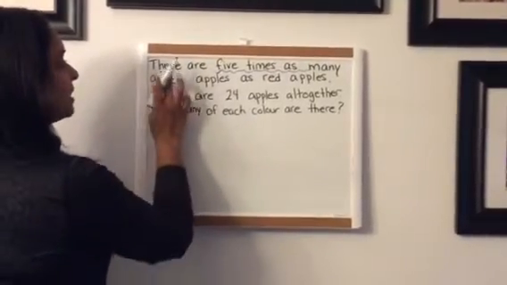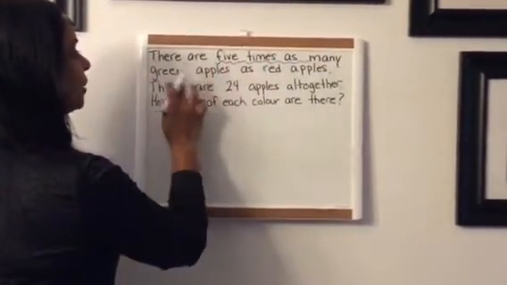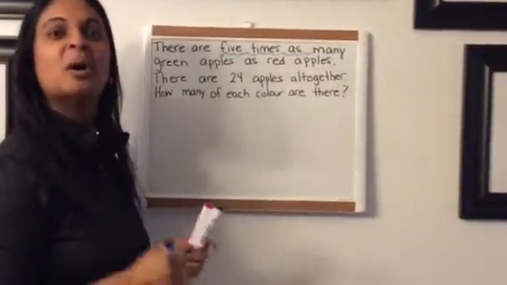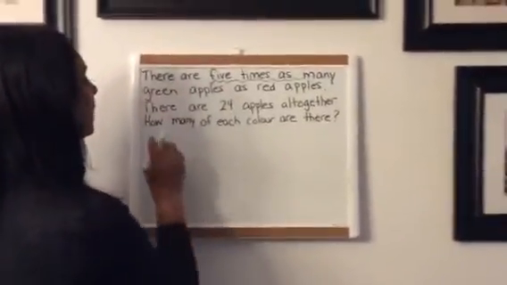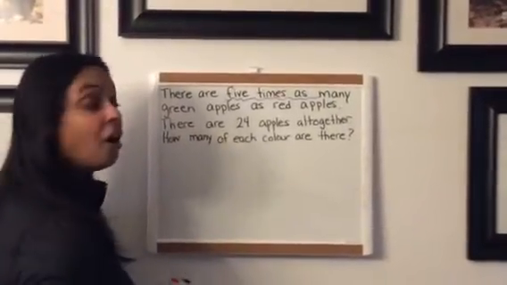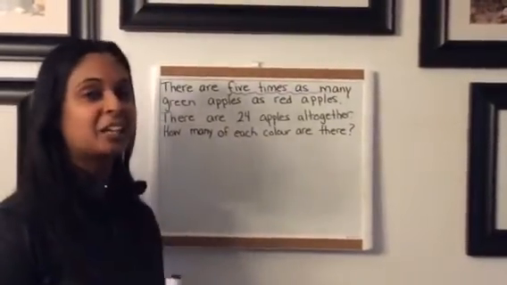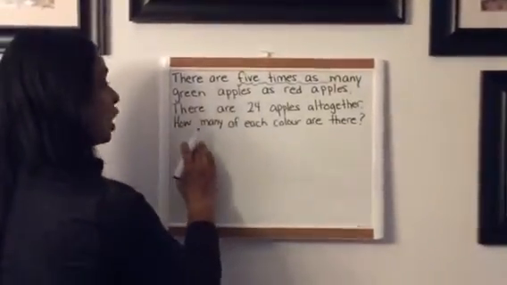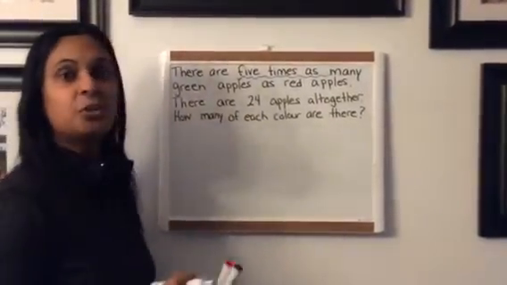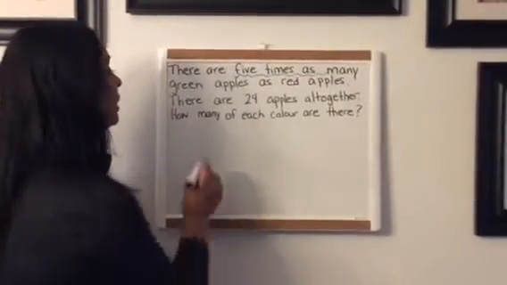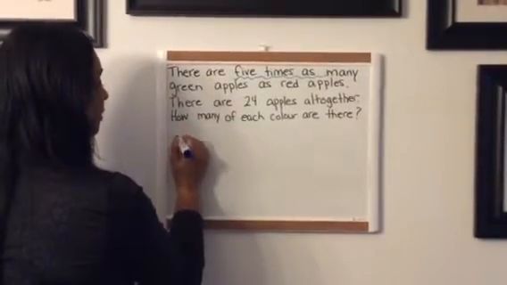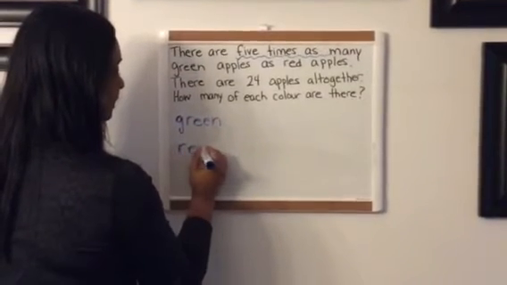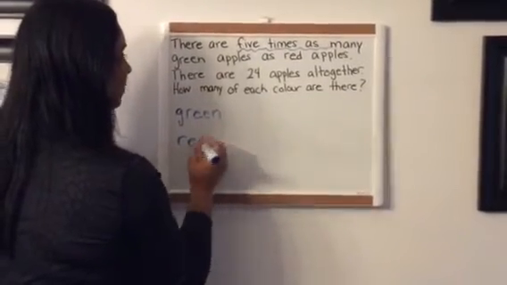So the question says, there are 5 times as many green apples as red apples. I've underlined times as many. That's how I know I'm going to be having to do my model. There are 24 apples all together. How many of each color are there? So the first thing I want to do is start by writing down the 2 things that I'm going to be comparing in my model. So I'm going to write green here for my green apples, and then red. And I'm going to start my model.